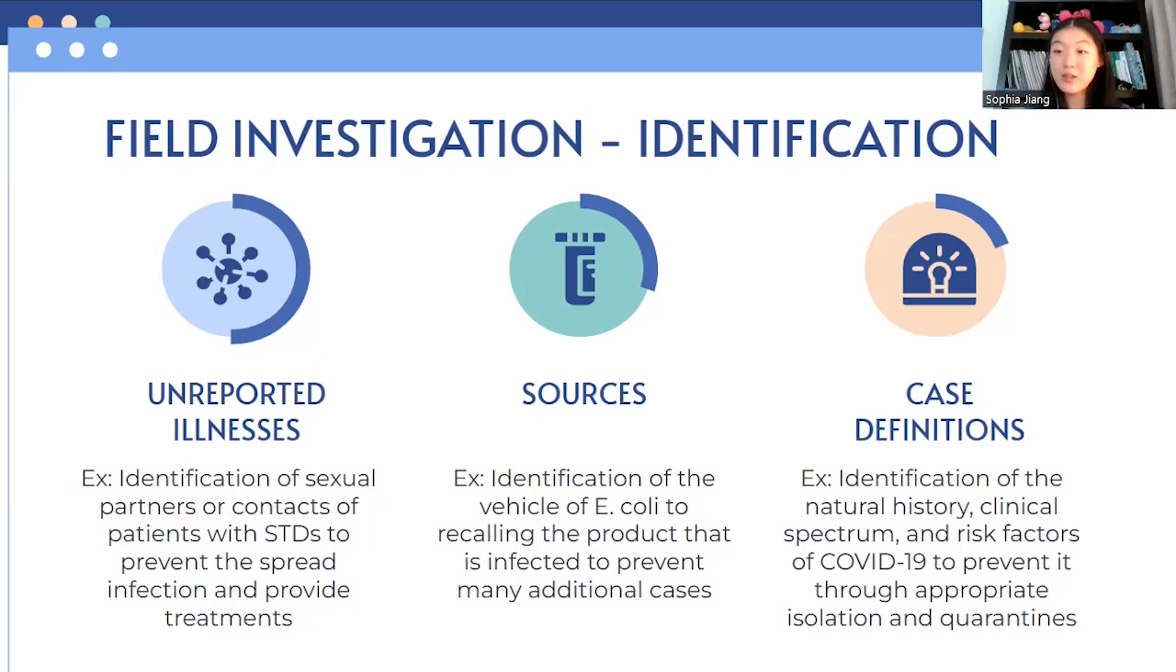And identification of case definitions is basically that we're trying to identify more of the natural history, the clinical spectrum, and the risk factors that are associated with the disease. I've used COVID-19 as an example, and when we have identified all this information, we can use it to prevent more cases through appropriate isolation and quarantines.